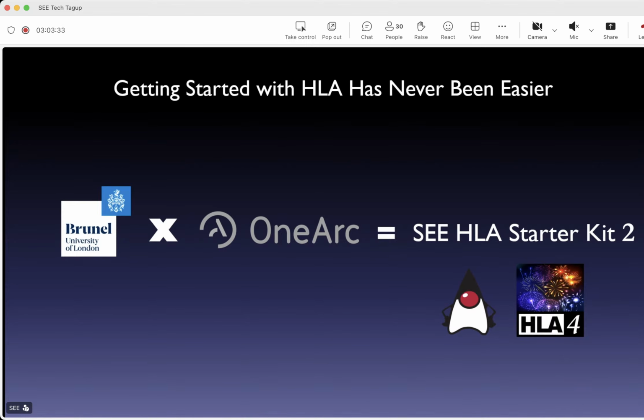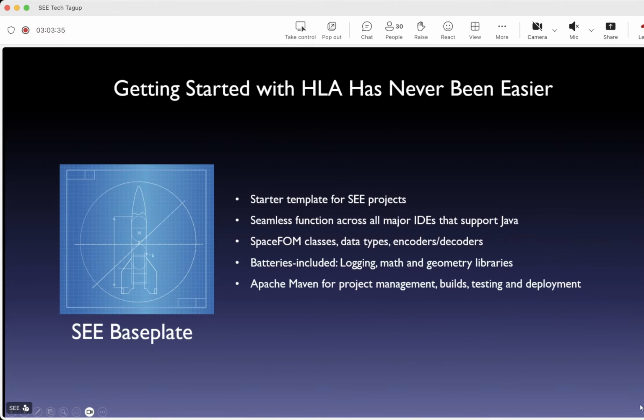Now at Brunel, we've got a lot of scar tissue from our previous experience working with the HLA and Space FOM. We had to work with a lot of trial and error to get our configuration and systems right. And so this inspired me to create the SISO baseplate, which is a starter project template that accompanies the framework, and it's bootstrapped with everything student teams need to get up and running, with the same kind of build pipelines that are used by industry professionals. Most of the simulations you'll see today are powered by this new version of the starter kit.